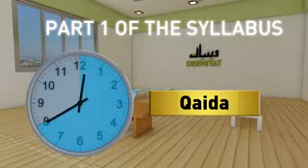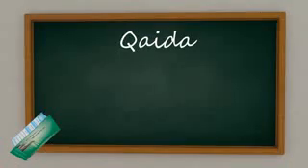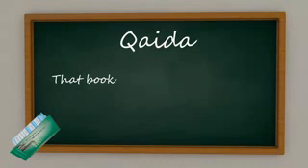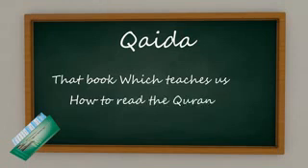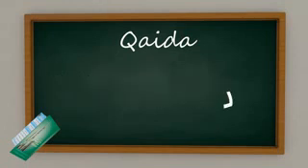Qaidah is that book which teaches us how to read the Quran. Ta fathata. The ta has a fatha harakat on it. A letter with a harakat on it is called mutaharrik. A mutaharrik letter should be recited quickly.